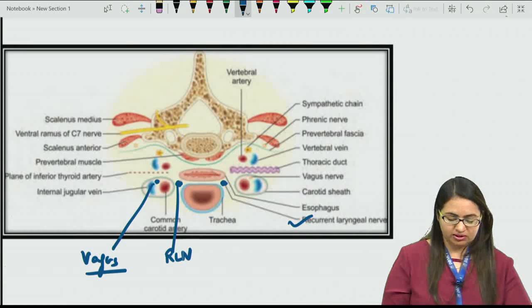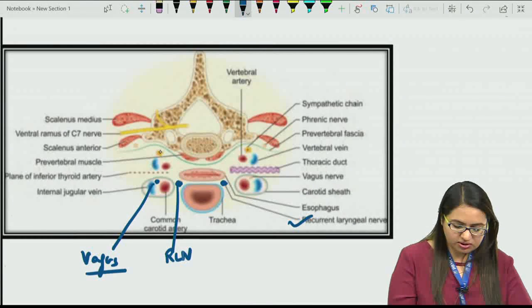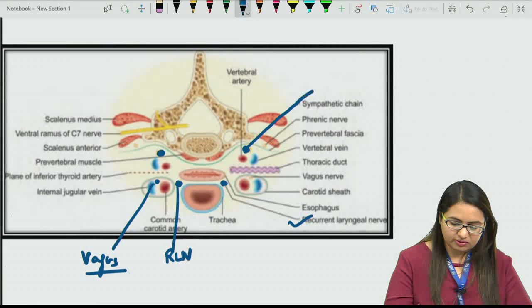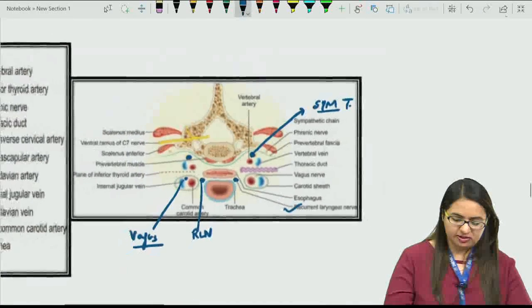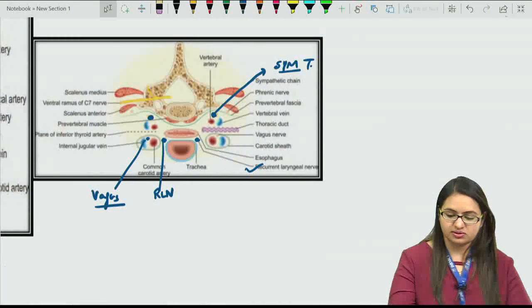The vagus nerve is lying within the carotid sheath, and towards the posterior medial side over here lies the sympathetic trunk. The sympathetic trunk is present over here. So these are the various structures which are present over here. If we see the cut section, we can see the exact locations.